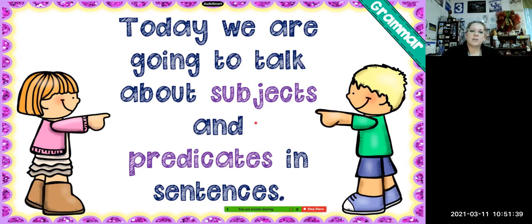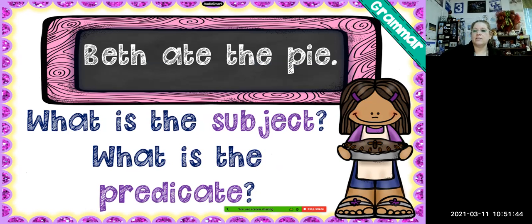Now today we're going to talk about subjects and predicates in sentences again. We have talked about those several times. So let's look at this sentence. Beth ate the pie. What is the subject of that sentence? Who or what is that sentence about? Yeah, it's about Beth. And what is the predicate? What did Beth do? She ate the pie. So the subject is Beth, and the predicate is ate the pie.